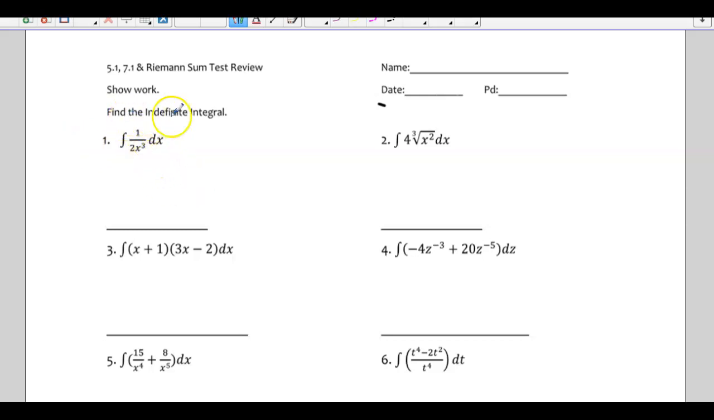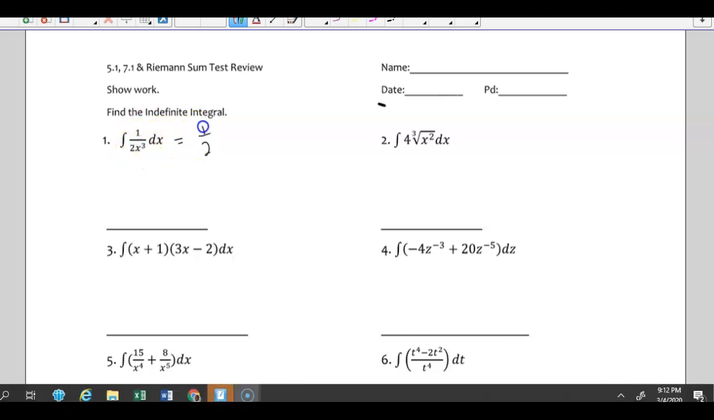All right, number one says find the indefinite integral. So, guys, all we're going to do is integrate this. I'm first going to start by rewriting this as 1/2 x to the -3. I just brought that portion to the top.